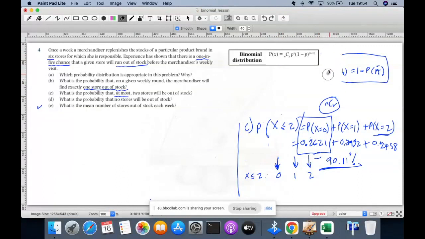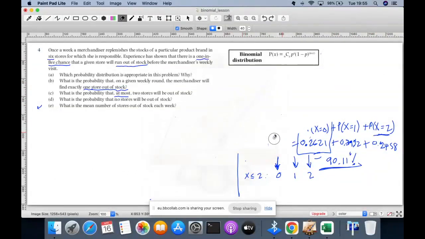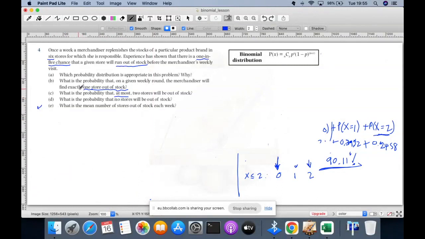Sorry, sir. Yes, go for it. What equation was that you just rubbed out now? You just erased? That was, I'm trying to think what I wrote here. That was question number C. I was answering question C. So what is the probability that at most 2 stores? So I was trying to work out what is the probability that X is less than or equal to 2. No, sir, not that one.